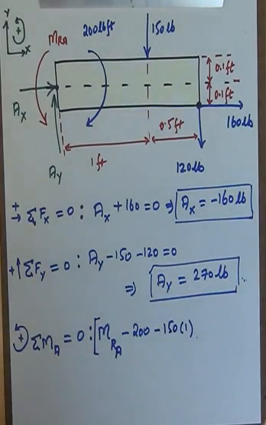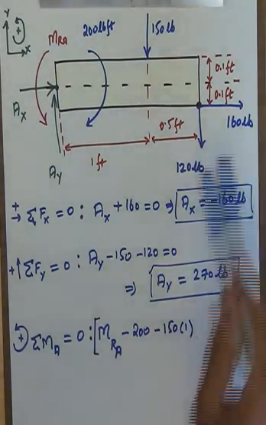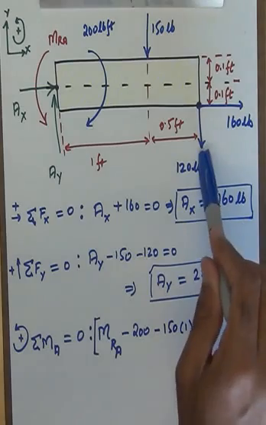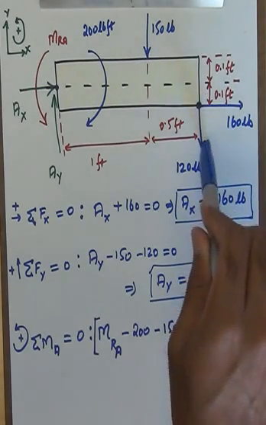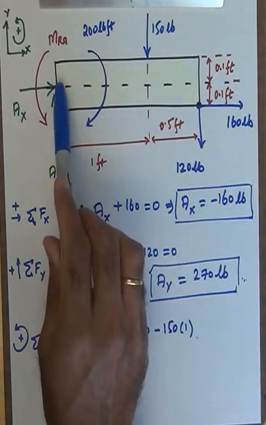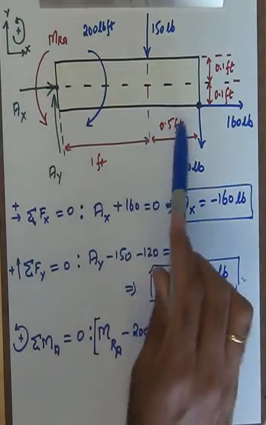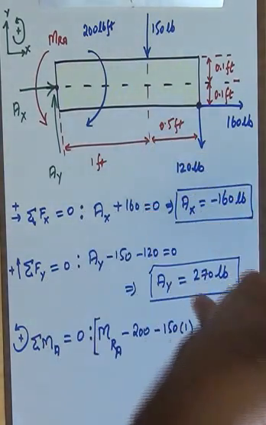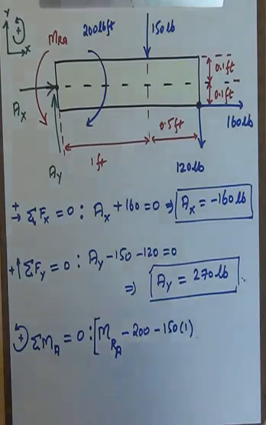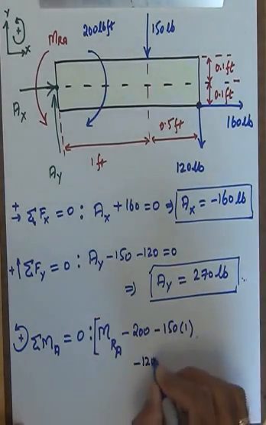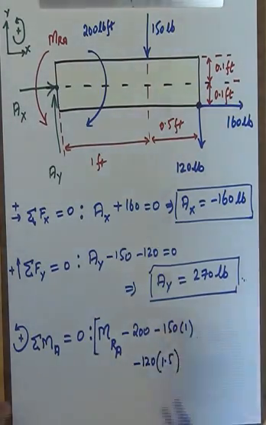Then I'm going to have some more. I'm going to come to these two forces at the end here. You see this 120 pound force, perpendicular distance all the way to the point A is 1 plus 0.5, 1.5 foot. Right hand rule says that the moment produced by this is also clockwise. So this is going to be minus 120 times 1.5.